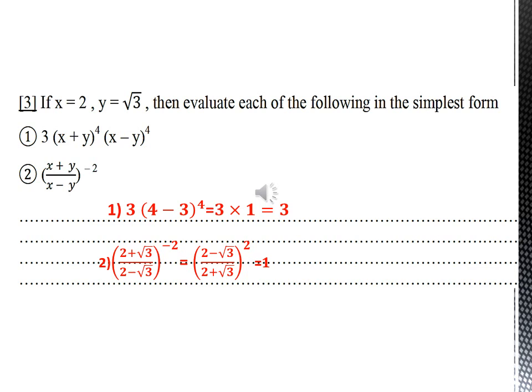If we take x, the number 2 to the power 2, it becomes 4, and we take y, square root of 3 to the power 2, it becomes 3. And we calculate these equations and it will become 3. Same, we will find (x plus y over x minus y) all to the power negative 2. That's meaning the multiplicative inverse for this question. So (2 plus root 3) over (2 minus root 3) to the power of 2, and it will become, after calculating, 1.